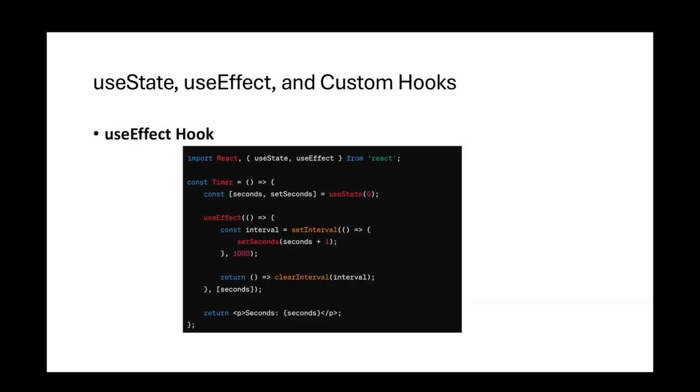useEffect hook. The useEffect hook enables functional components to perform side effects, such as fetching data from an API, subscribing to events, or updating the DOM, in response to component lifecycle events.